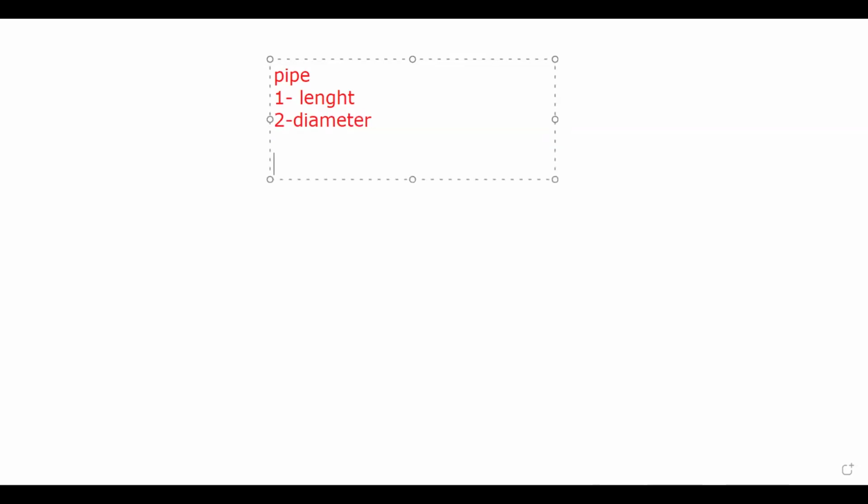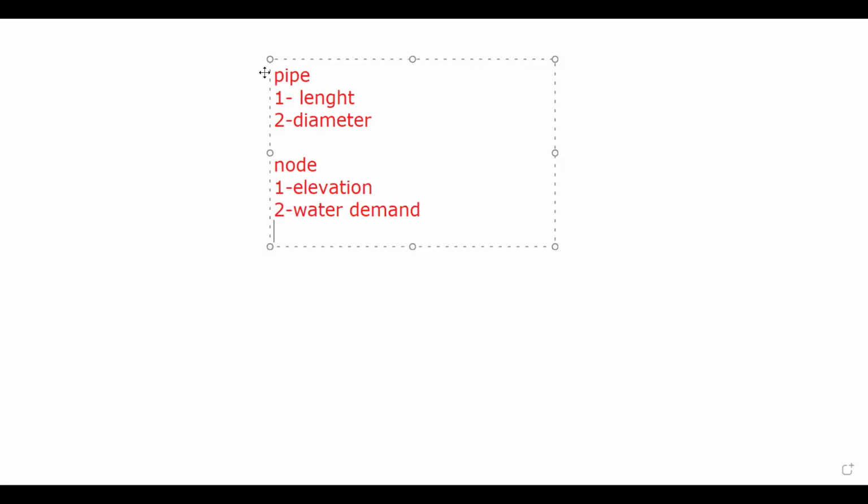So the next one is you need the load parameters, all the load parameters. Another load parameter, you need the elevation. What is the elevation? A meter above sea level. And then what is the water demand or water flow? So everything we're doing here is to determine these 4 parameters.